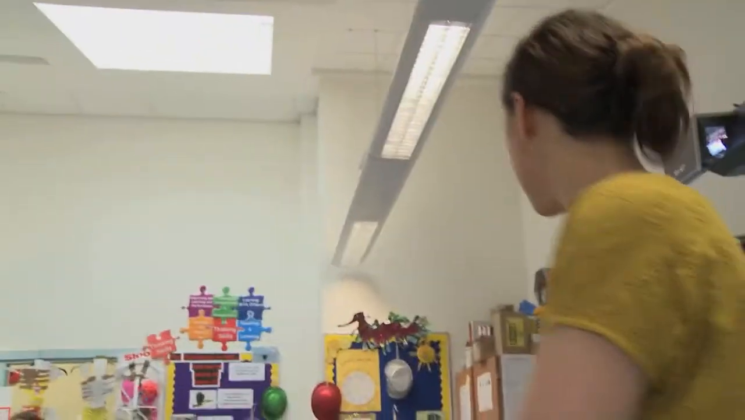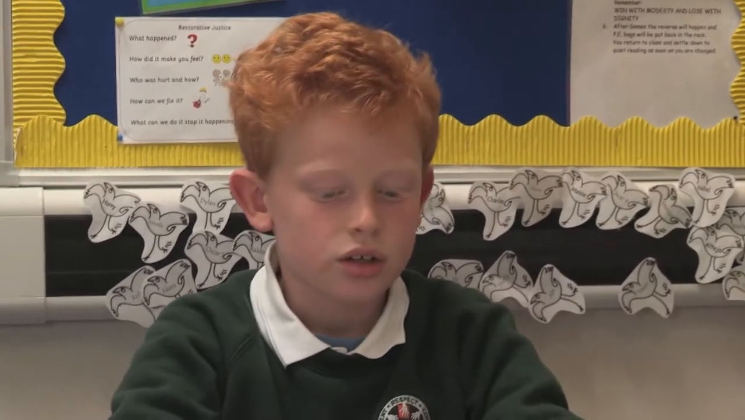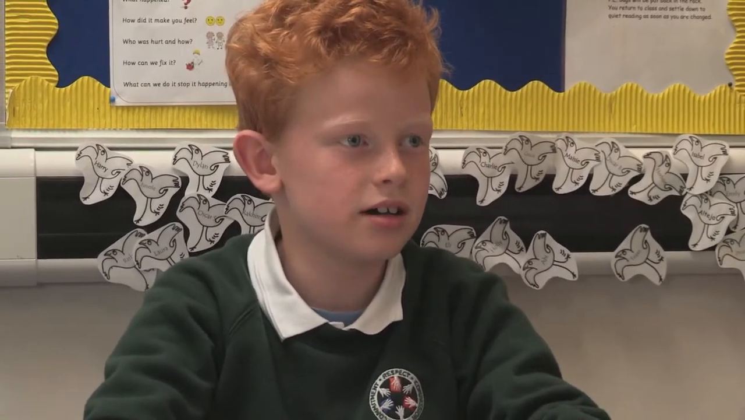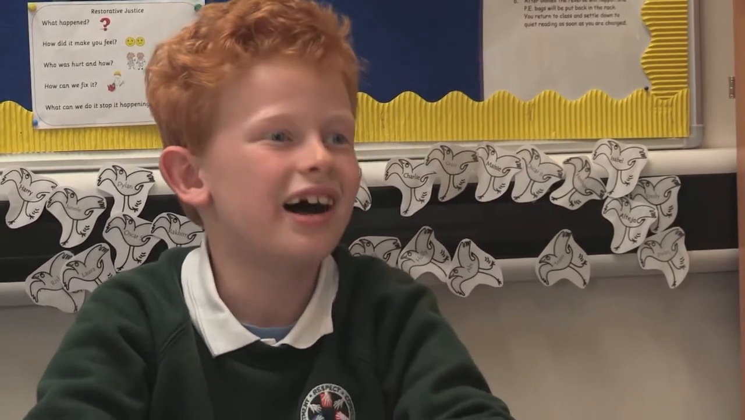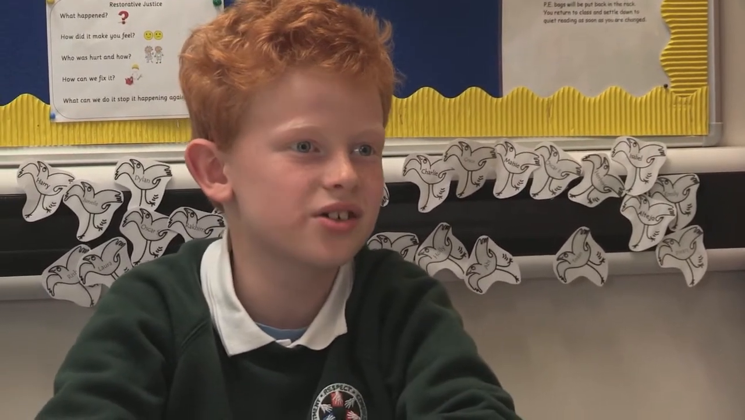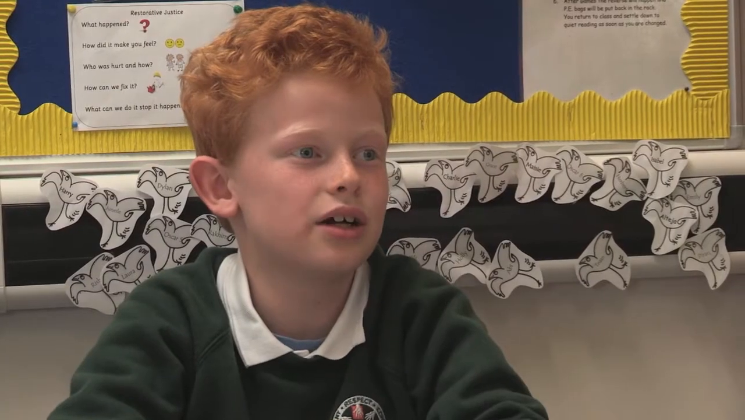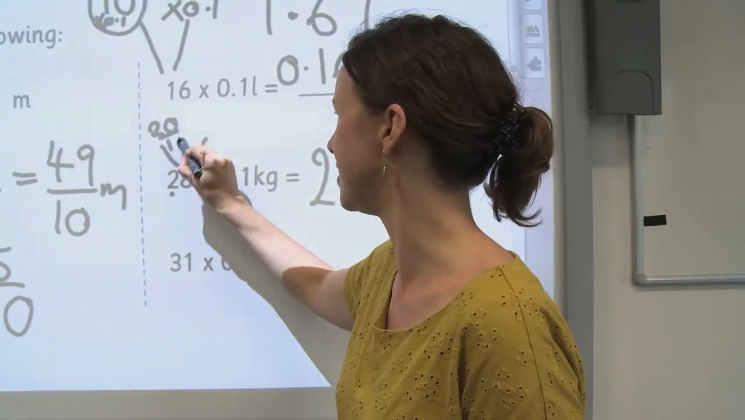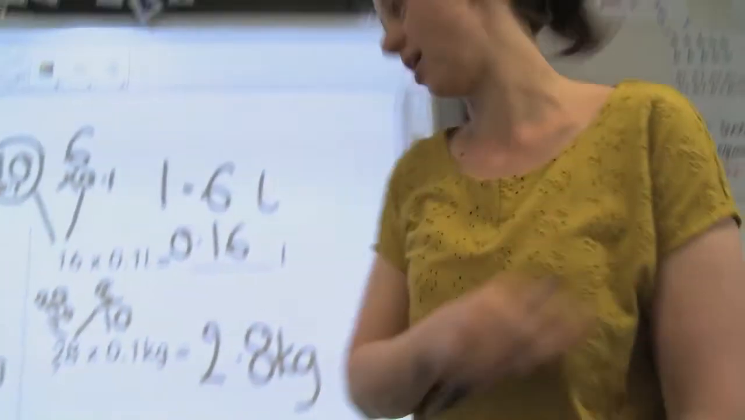28 multiplied by 0.1 kilograms, 28 tenths of a kilogram. Thomas, can you answer that one for me and explain why? There are 2.8 kilograms because there are 10 tenths in 1 whole, and there are 2 wholes, and there are 20 tenths. Good. And then there are 8 tenths, so it's 2.8. Good. So I've got 20 tenths there and 8 tenths there. That's fantastic. And what about the very last one?